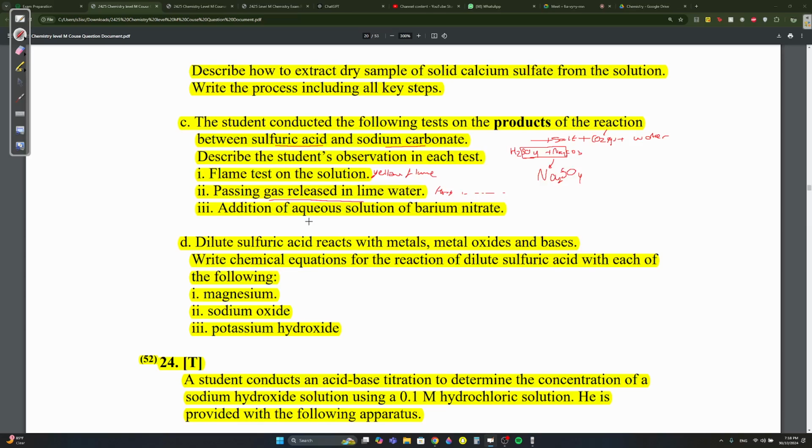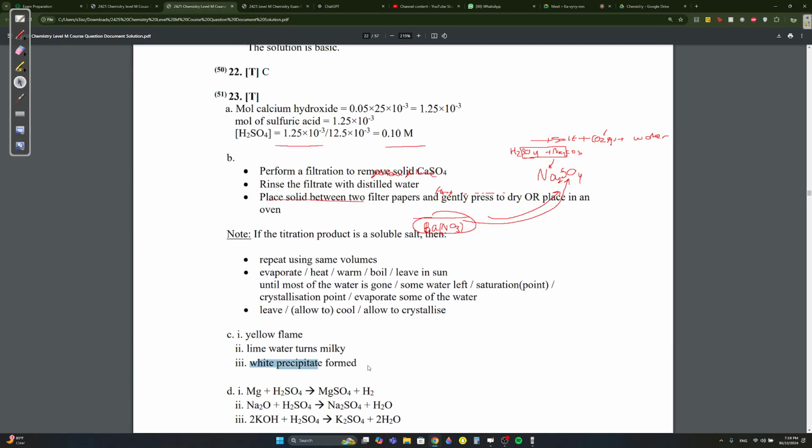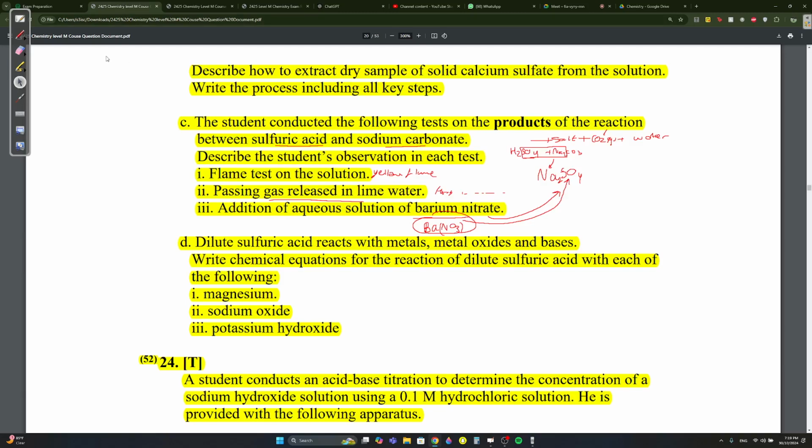I'm not going to continue. Addition of an aqueous solution of barium nitrate. When you add barium nitrate to Na2SO4, the barium will react with the SO4. Remember, the test for SO4 is adding barium nitrate, and you get a white precipitate that does not dissolve. So when you add barium nitrate, you get a white precipitate that does not dissolve in water. Or just say white precipitate.